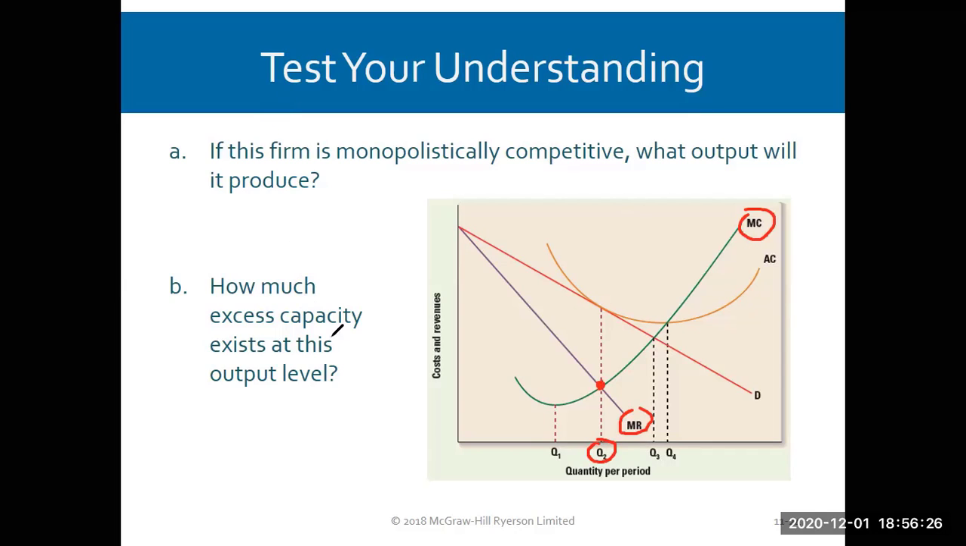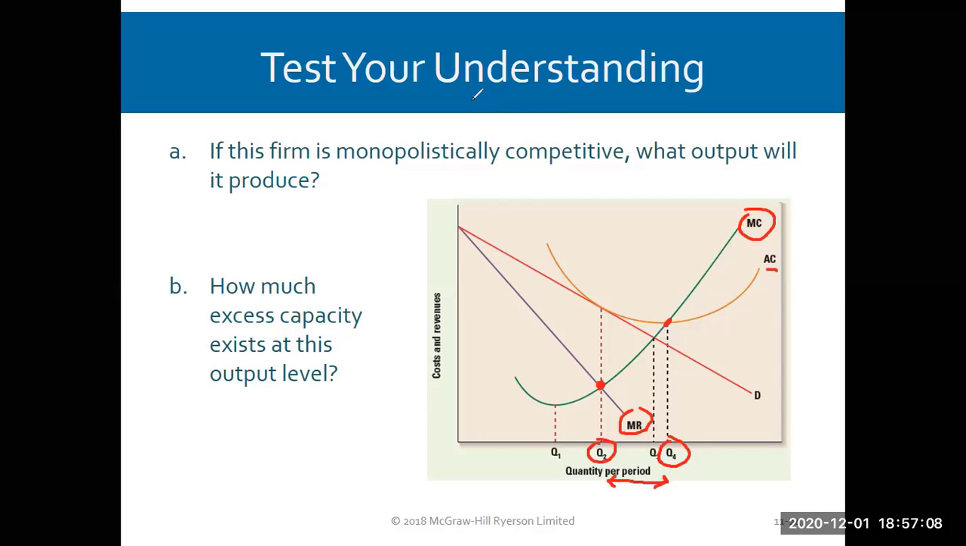Okay, well then it's asking how much excess capacity exists at this level. Well, we have to remember that economic capacity is the output at the minimum average cost. So there's the minimum average cost, and there's my output. So the excess capacity is the amount that Q2 is different than Q4. So that's my excess capacity right there. Monopolistic competition is producing Q2. Capacity output is Q4. The difference, Q4 minus Q2, will be the excess capacity.